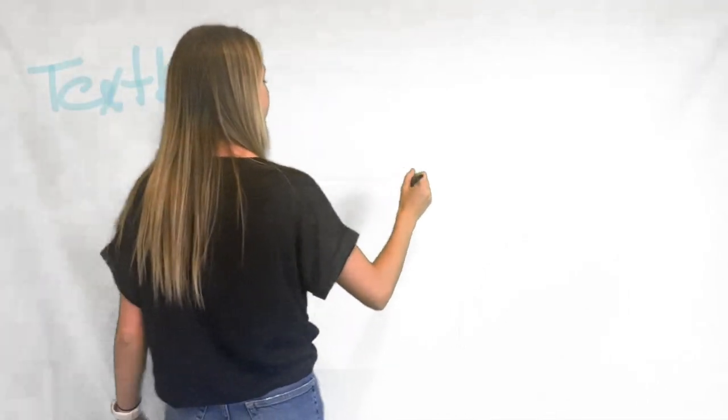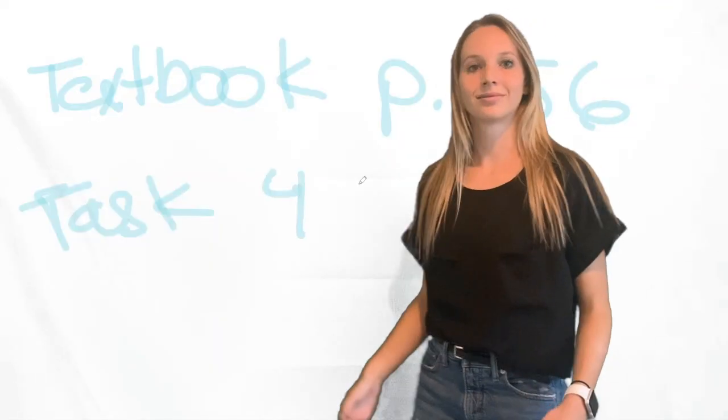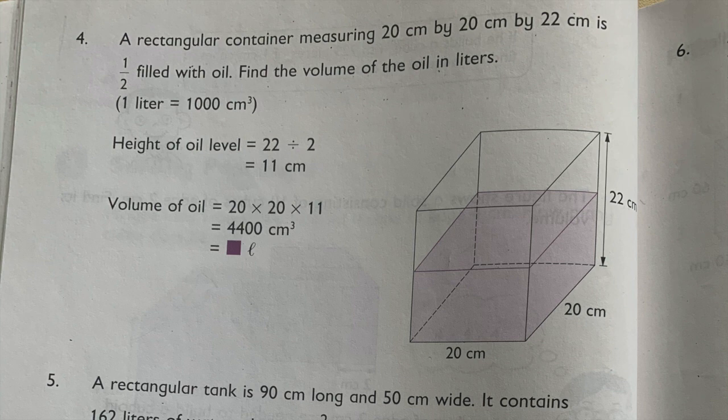Today we are going to be working on tasks 4 and 5 on page 56 of your textbook, so get it out! Task 4 says a rectangular container measuring 20 centimeters by 20 centimeters by 22 centimeters is half filled with oil. Find the volume of the oil in liters. So it does give you the measurement, 1 liter equals 1,000 centimeters cubed.